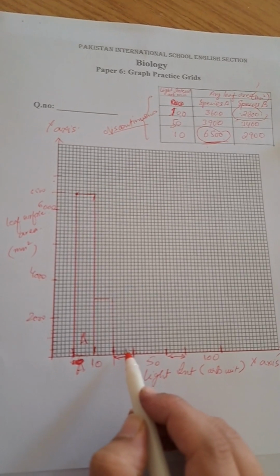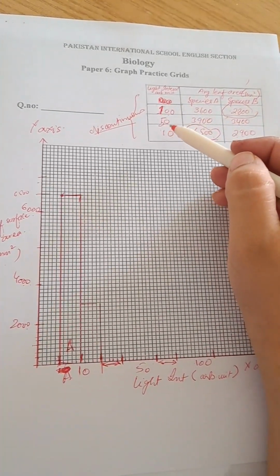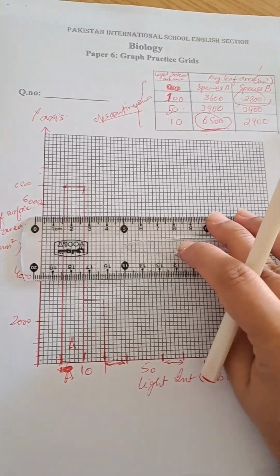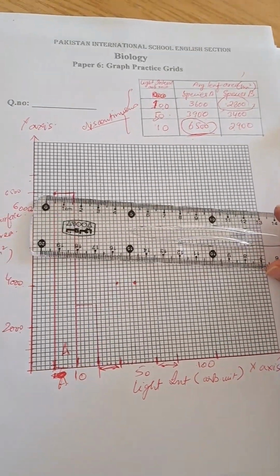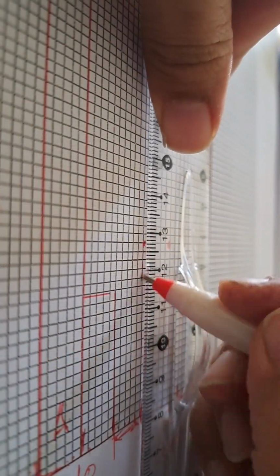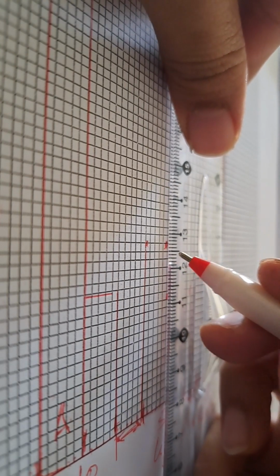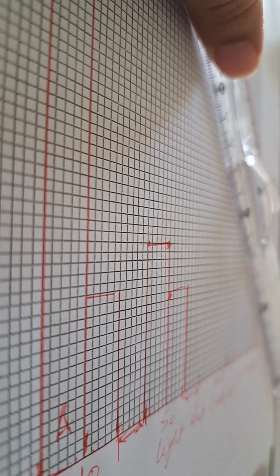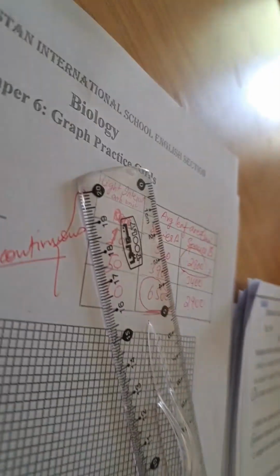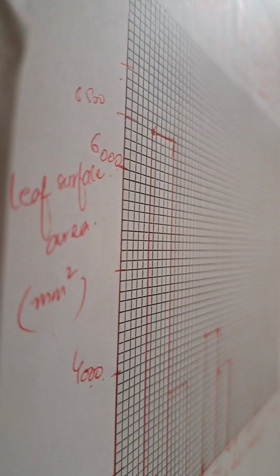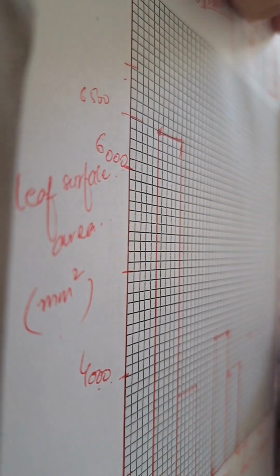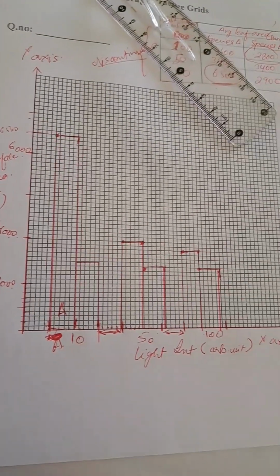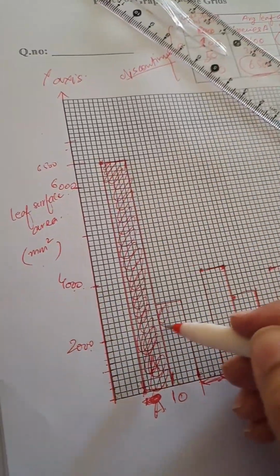Now you will leave this space. The next one is for 50 arbitrary units, for species A it is 3900. So you can see how these bars are drawn side to side. Then the third values are again for 100 arbitrary units, 3600 and 2800. This is how your bar graph will look. I'm just shading it.